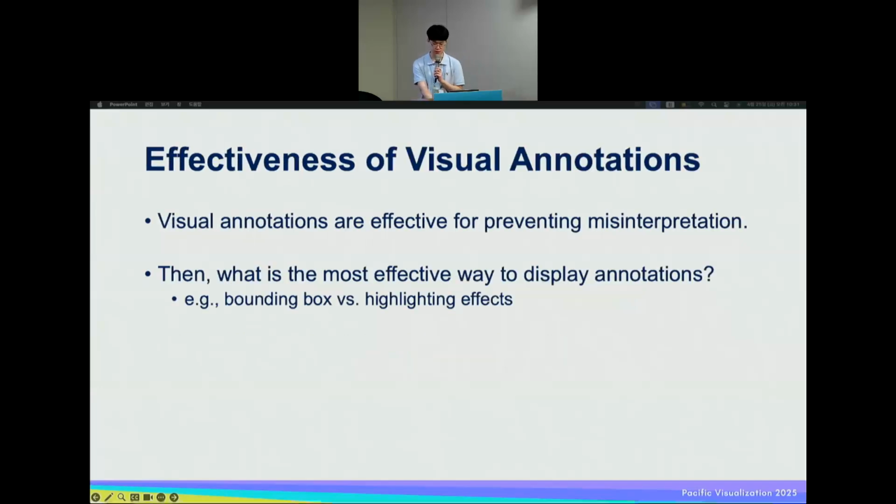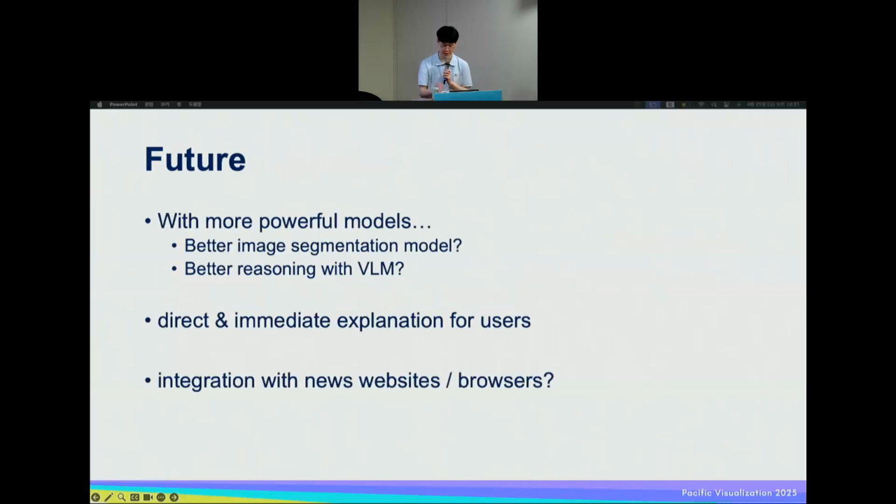So in this work, we confirmed that visual annotation significantly reduced misinterpretation. However, questions remain about optimal annotation methods to maximize effectiveness. For example, some participants in our study suggested that using bounding boxes is less effective than highlighting effects. So one route of further research may clarify such problems, and they might aid a more effective tool for preventing users from misinterpreting visualizations. And another direction of future work is enhancing the performance of these systems.